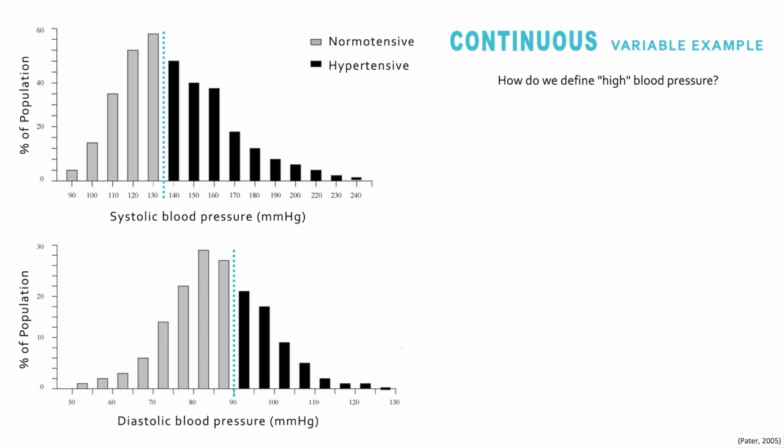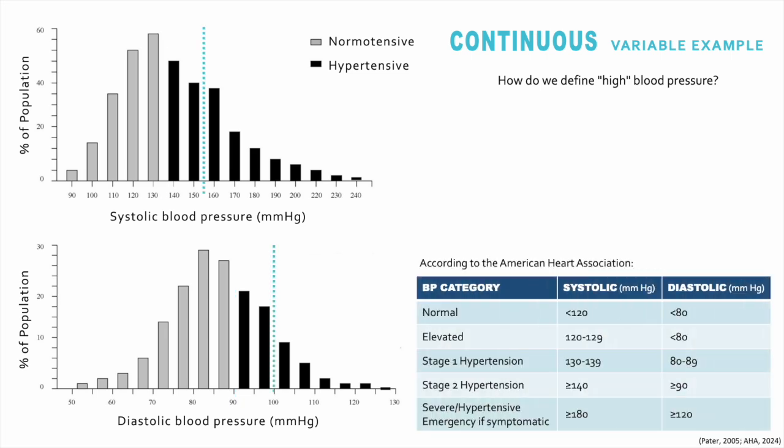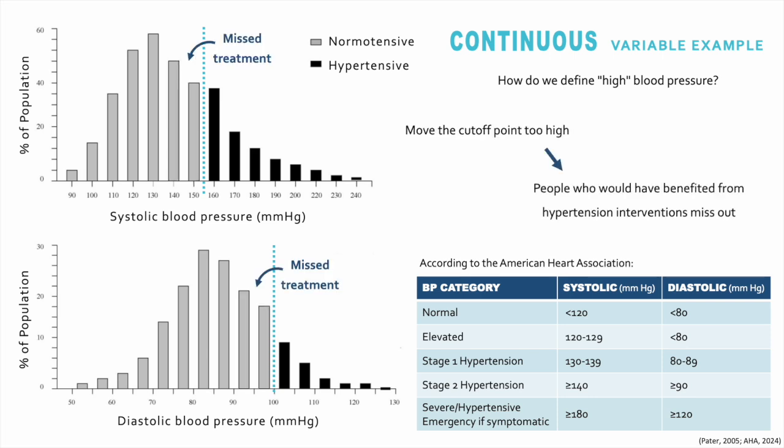With the blood pressure example, if we put the cutoff point too high, we would fail to provide nutrition counseling and exercise counseling and medications to reduce the risk of heart attack and stroke in people with an elevated blood pressure that we mislabeled as having a normal blood pressure.